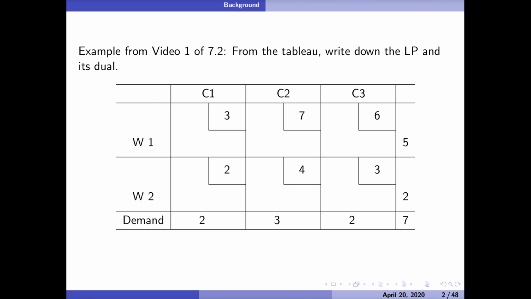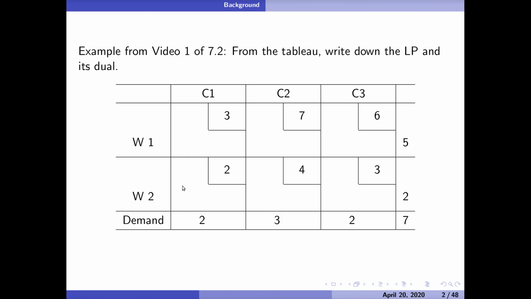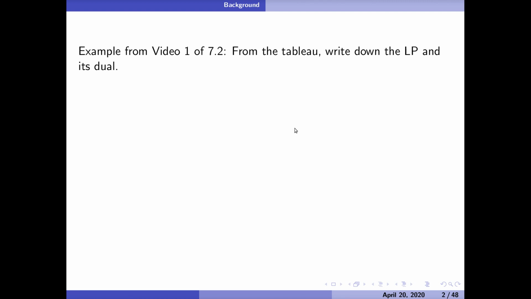We have this tableau for a transportation problem, and I want you to write down the LP and its dual. So go ahead and take a moment, pause, and write down the linear program and the dual from this. Okay, so are you back? So here's the linear program. We're going to minimize W equals, these are decision variables here. These two are the row sums and these three are the column sums. Right, so we have our constraints being the sum across, and then we have three sums down. And so we have 5 constraints altogether.